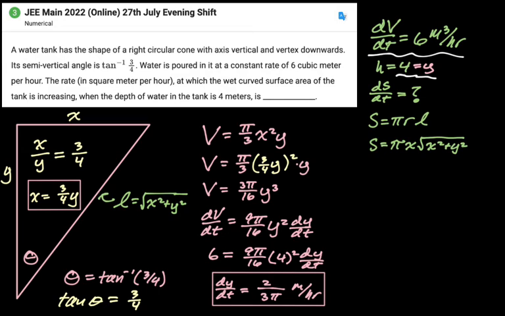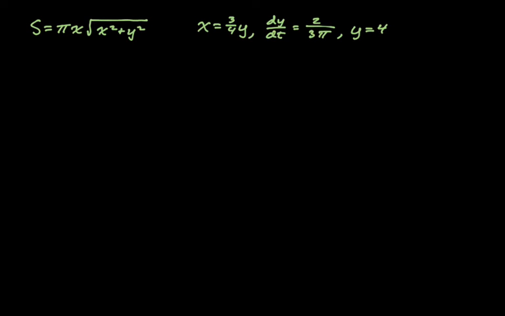So we know dy/dt. We're not actually trying to find that though, right? We are trying to find dS/dt. So we know S is pi x root x squared plus y squared. We also know that x is 3/4 y, and we just figured out dy/dt. I'm going to take all of that to the next page and solve basically this problem now.